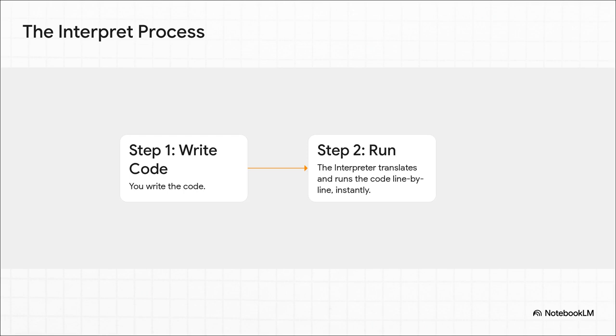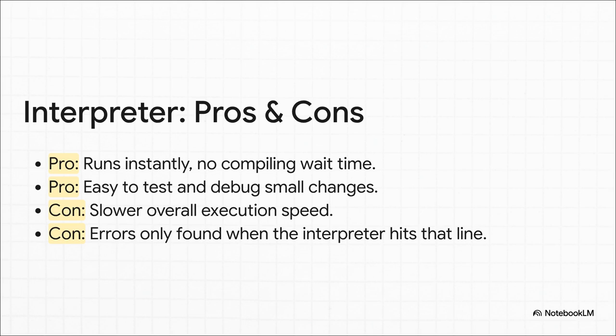For an interpreted program to run, you need both the interpreter and your original code right there together. It's this constant loop. Read a line, translate it, run it, repeat. The upside here is huge, and it's all about immediacy. You hit run, and your code just starts instantly. This is amazing when you're developing because you can make a tiny change and test it right away.